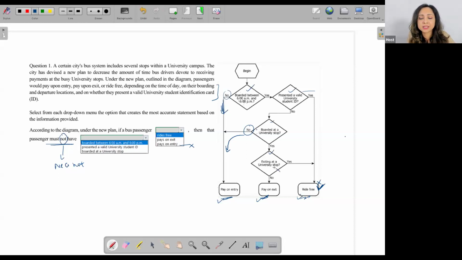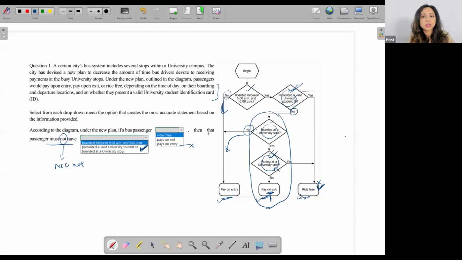Now, one obvious thing I see is that exiting at a university stop, if this is no, it leads me to pay on exit. Do I have must not have exited at a university stop? I don't have it. All right. So then I must go ahead up further. Then there is another no over here. Again, a negated condition: presented a valid university student ID. So essentially I am reaching this particular branch of my flow chart when this is a no, right? Of course, this has to be no, then I'm reaching this branch. It is still possible for me to go somewhere else. But if I have to reach pay on exit, this has to be a no, this has to be a yes, and this has to be a no, which means that if I want a negated necessary condition, I can either have this or I can have this. This is the only way for me to reach pay on exit, right? Which means, and this one is present over here, presented a valid university ID card. So then this is my answer.